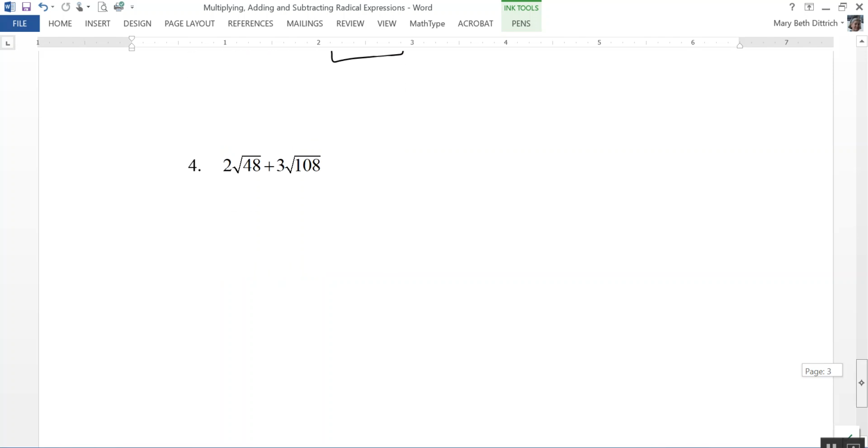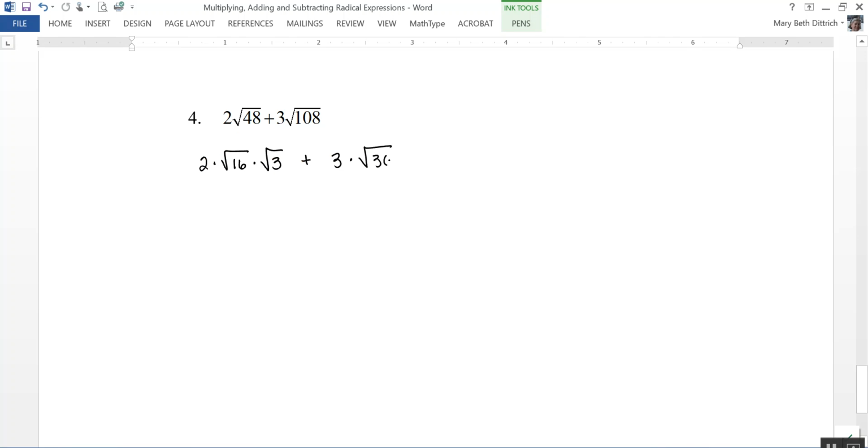And my last example, 2 square root of 48 plus 3 square root of 108. Since it's addition, I have to have the same radicand. So I need to simplify each one of these. So 2 square root of 48 simplifies to 2 times the square root of 16, which is the perfect square factor of 48 I'm looking for, times the square root of 3, plus, now let's simplify 3 square root of 108, 3 times square root of 36 times the square root of 3, because 36 times 3 is 108.